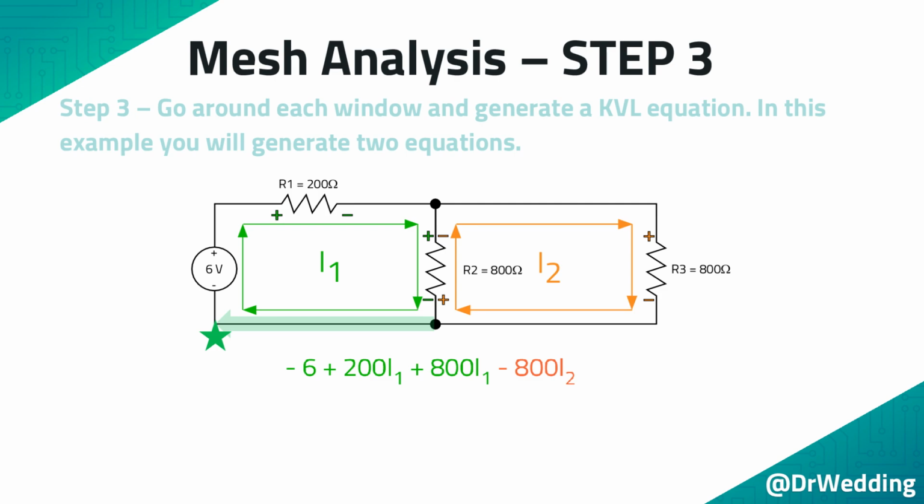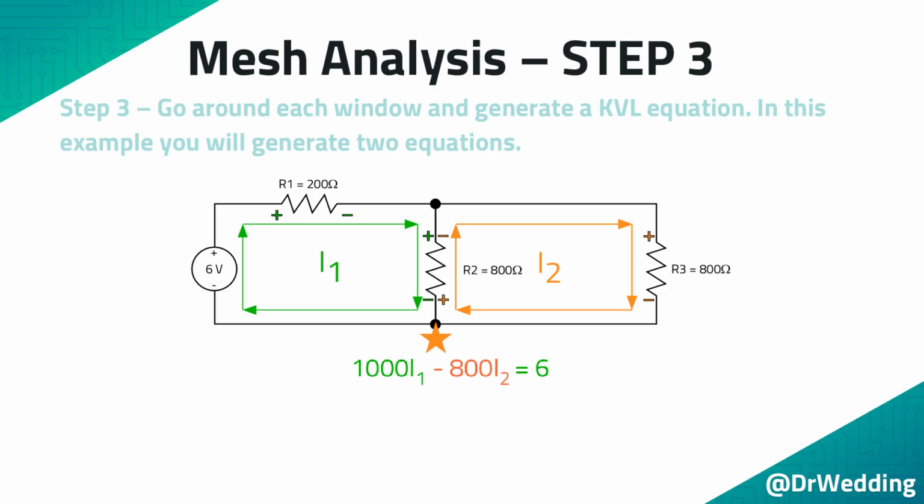When you go across the bottom of the window, there are no resistors, so you do not add anything to the KVL equation. Now that you have returned to the starting point, you set the equation equal to 0. By combining like terms and moving the constant to the other side of the equal sign, the first KVL equation is generated.